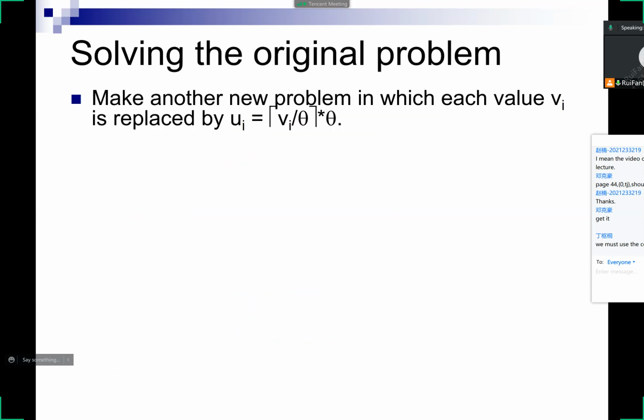Okay, so to do this, we're going to introduce a third problem. For the third problem, we're going to take these scaled rounded values and scale them back. We divided by theta and then took the ceiling, and now we're going to multiply by theta. So if you start with the value vi, this will produce a new value ui.